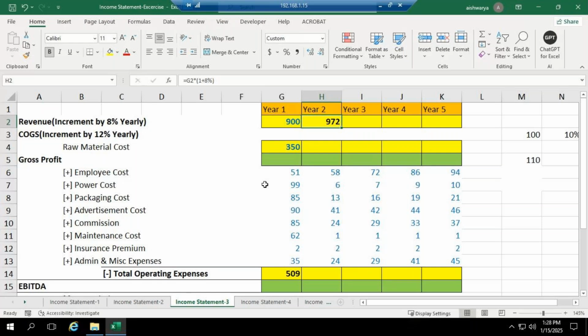Yes, ma'am. So now you have to drag this. Just drag it over here, and automatically you will get the sales increased by 8% per annum.